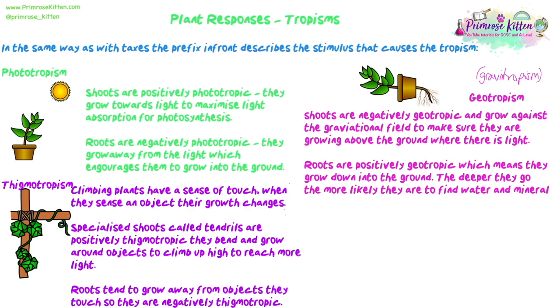So there are specialized shoots called tendrils. You'll have seen these, they grow in a spiral. And then when they touch something that they could grab onto, they are able to sense where that is and grow in a spiral around it. So they grow around the object, which enables the plant to grip on and use that in order to reach high up and get more light.